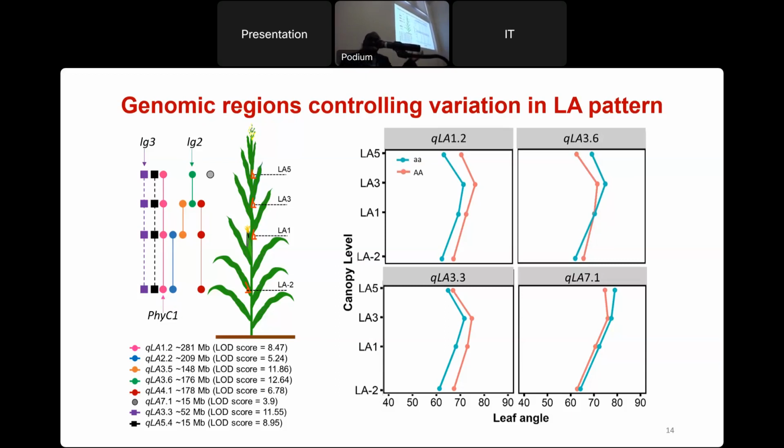Now, in addition to this result, we've also conducted some transcriptomic analysis. And from the results that we have so far, we are seeing some interesting enrichment terms such as photosynthesis, as well as hormonal signaling. And there are some differential expression patterns, especially for leaf angle genes. But for the sake of time, we are not presenting all that today. So from here, we can now go to the second question that we asked about the optimum canopy leaf angle pattern for grain yield.